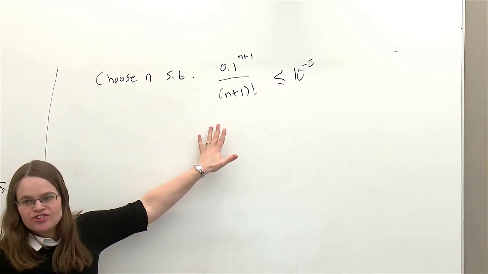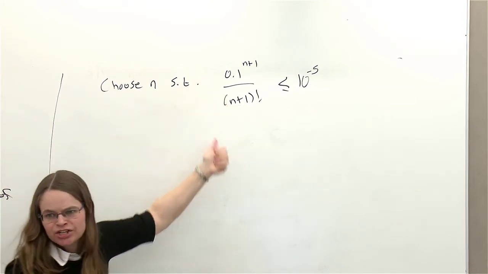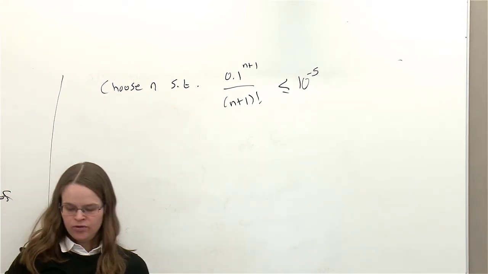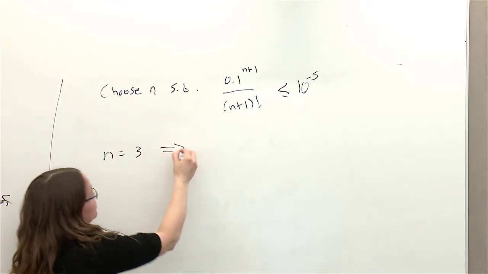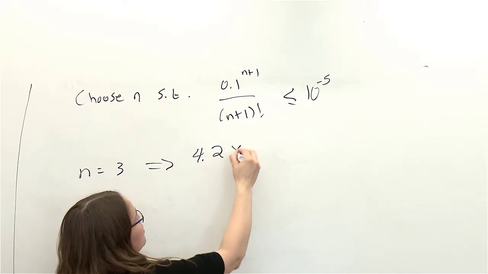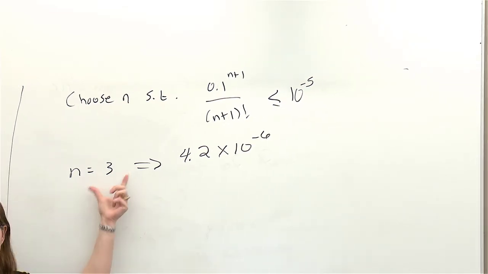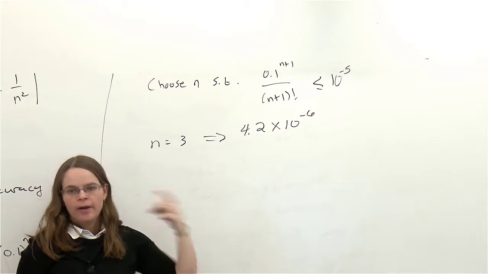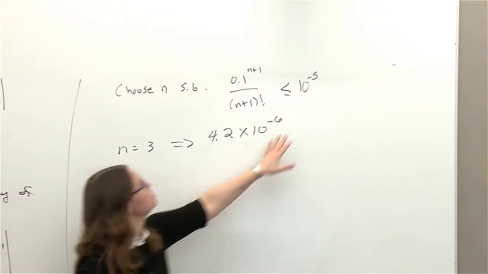You're not going to rearrange this and solve for n. What you can do is plug in n equals 1. That just involves multiplication, division. Say, oh, that's too big. Plug in n equals 2. That was too big. If you plug in n equals 3, the result that you get is 4.2 times 10 to the minus 6. And that'll do it. So now I'm absolutely confident that if I do a third order Taylor expansion, my approximation will give me the accuracy that I want. It will give me an error that's less than this.